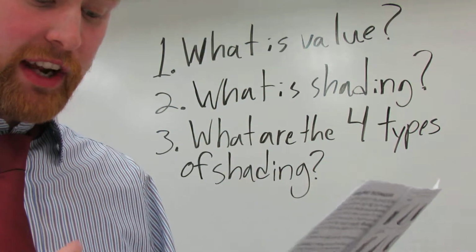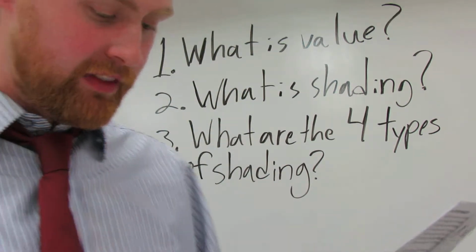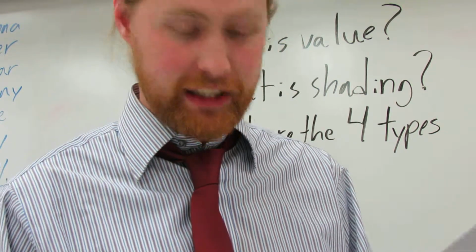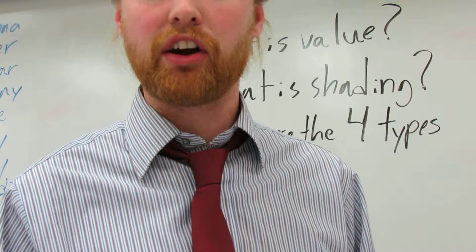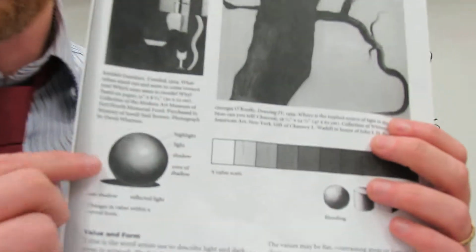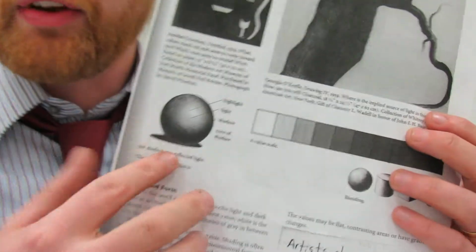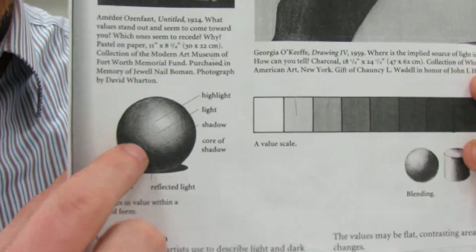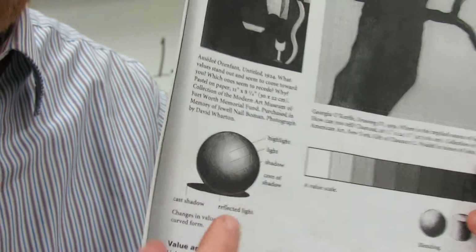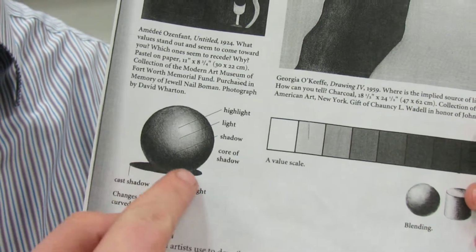Artists change value to create shadow and texture. This makes drawings look more realistic. The further away a part of an object is from the light source, the darker it is. Just like that sphere right there, the artist is pretending that there is a light shining right here by making it look lighter. And of course, the darkest areas here are the shadows.